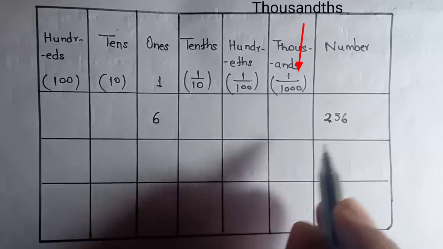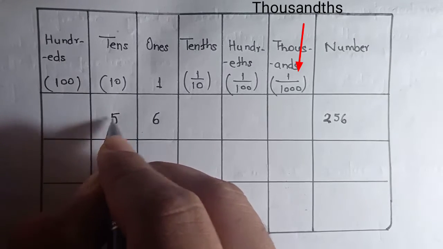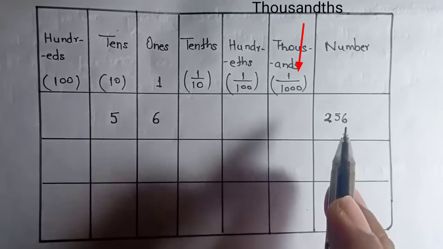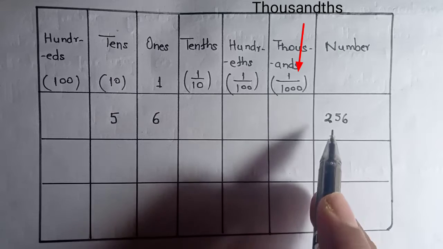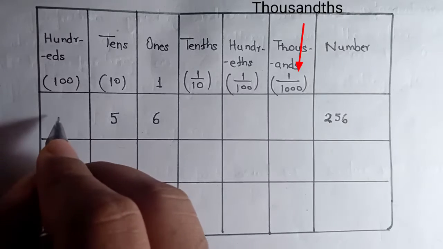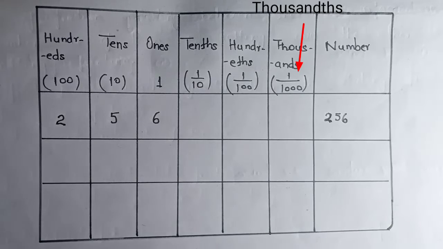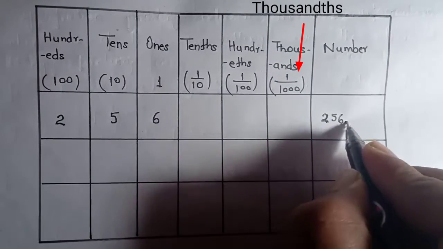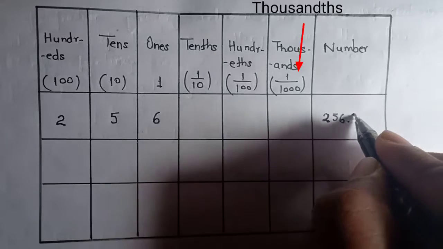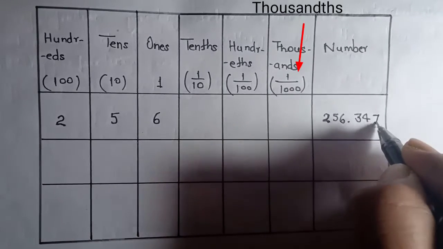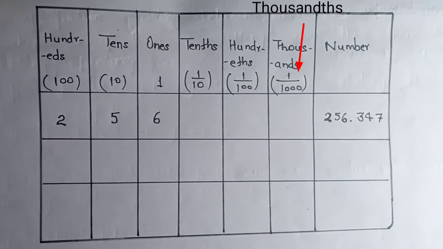And 5 is the number which is placed on tens place. So you can write here it is 5 at tens, and 2 is the number which is placed on hundreds place. So write here 2. What if there is a decimal point, then 3, then 4, then 7, and so on? You can increase the numbers.